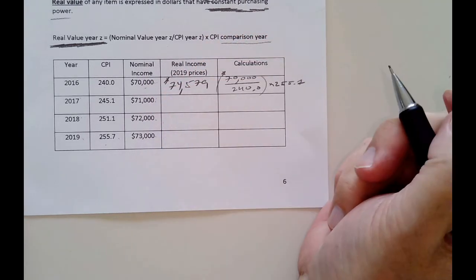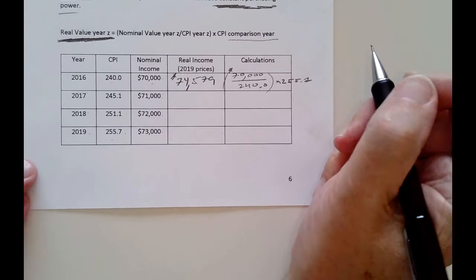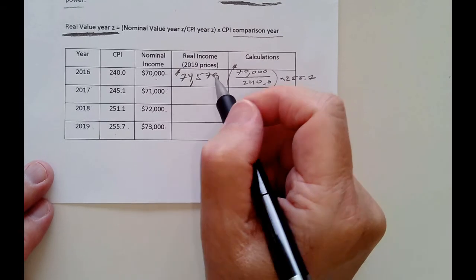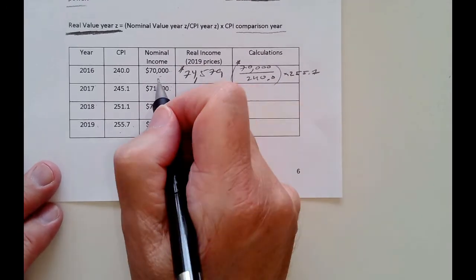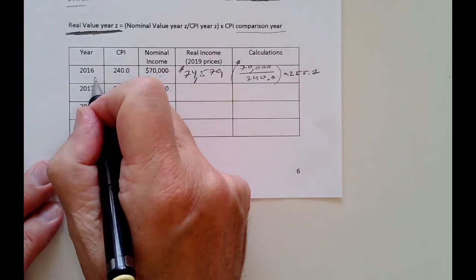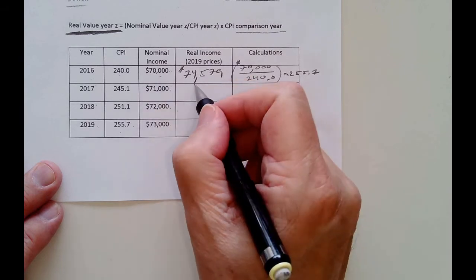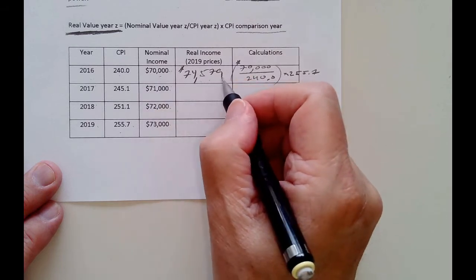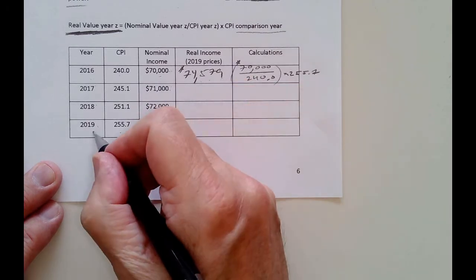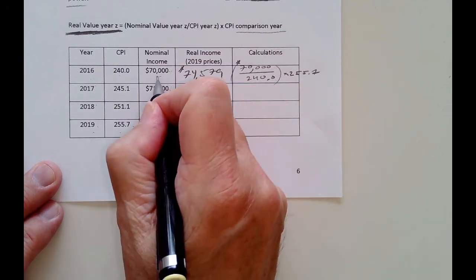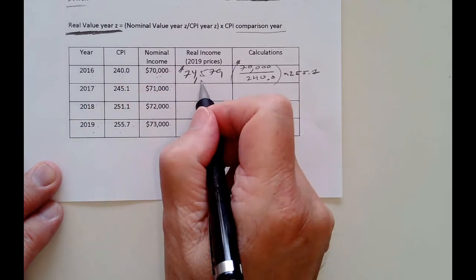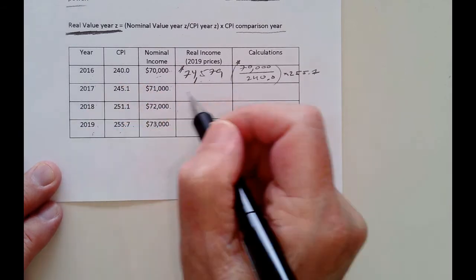$74,579. Now, what does that number tell us? Well, it tells us the following. It tells us that $70,000 back in 2016 has the same purchasing power as $74,579 in 2019. So this could buy as much in 2016 as this could buy in 2019.